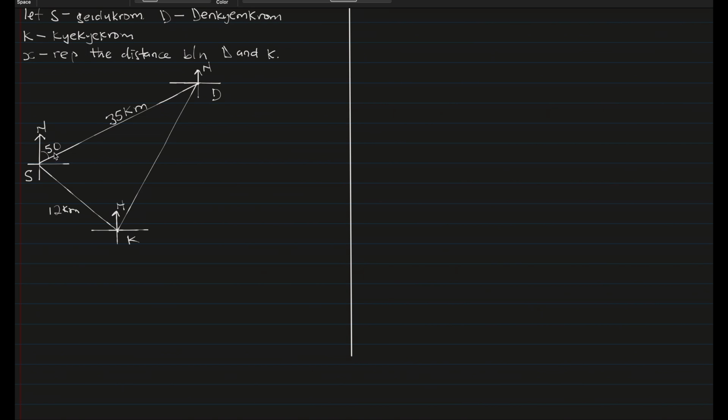So if here is 50 degrees, what angle will be here? This angle will be 40 degrees. Do we agree? Why? Because this is two perpendicular lines. So if here is 50, this place should be 40 degrees, to add up so that it will be 90 degrees.